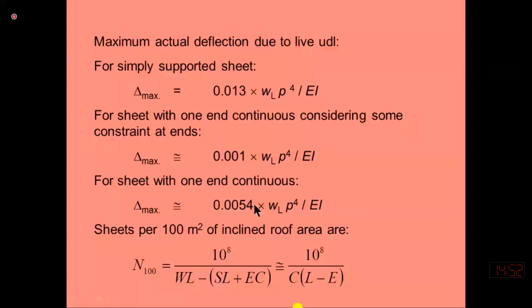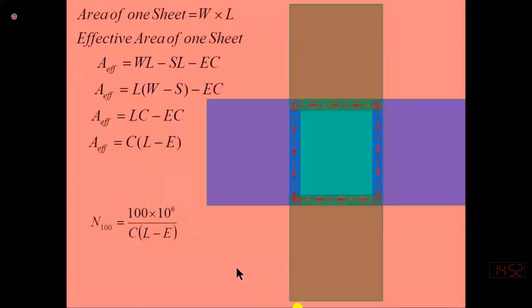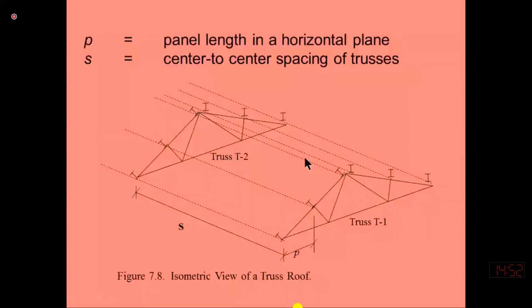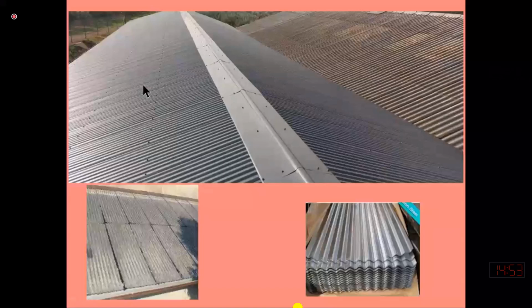Okay, gentlemen, this is a very important slide. You need to understand how much area is actually covered by one sheet. Here, I will show you this surface. In this surface, you can assume that this is one sheet, and this sheet is surrounded by sheets on all sides: one from the upper end, one from the lower, one from the right side, and one from the left side.